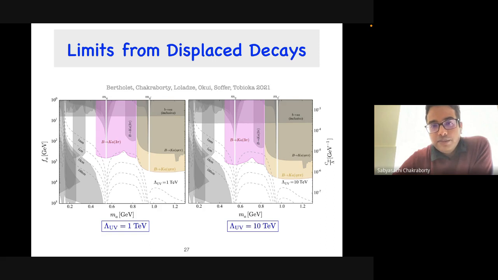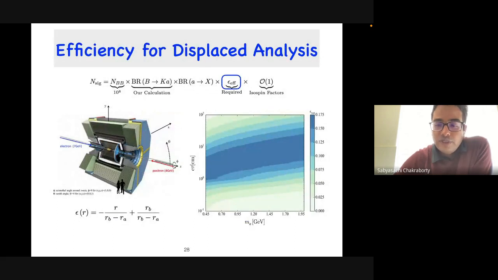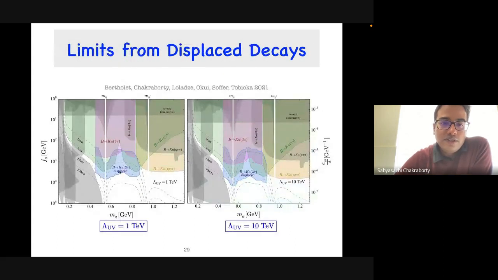Axion can have displaced vertices as well, because the lifetime of the axion might be a little large, so that it does not decay readily at the primary vertex. So it will be produced, it traverses a little bit and then decays. If that is the case, then we computed the efficiencies for such a process, and such new regions can be probed again using axion displaced vertices.